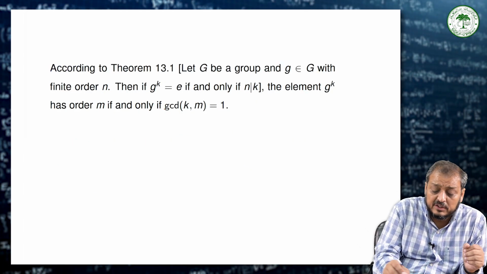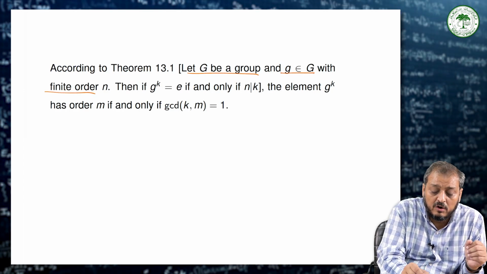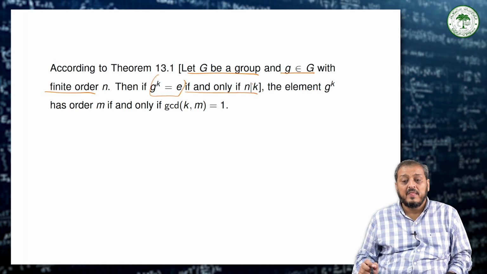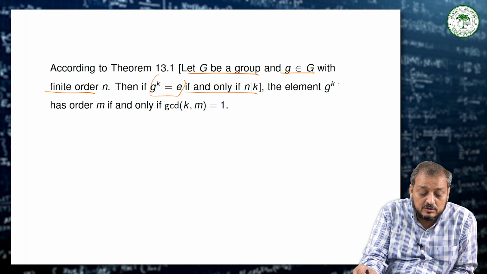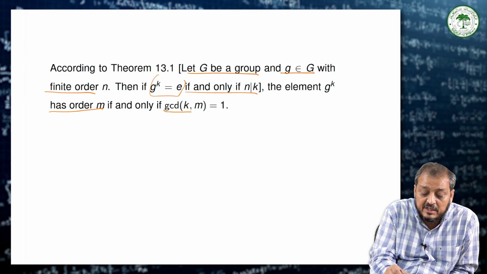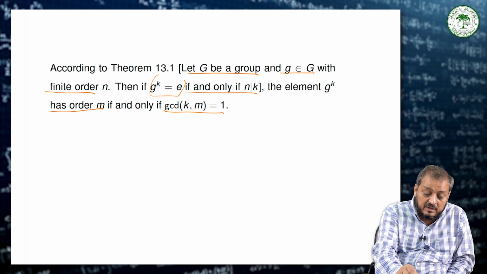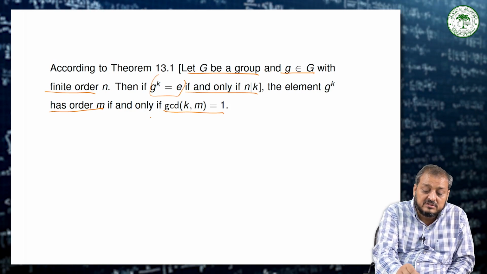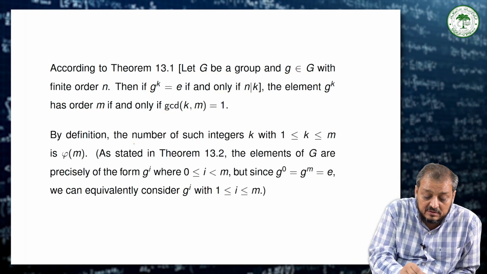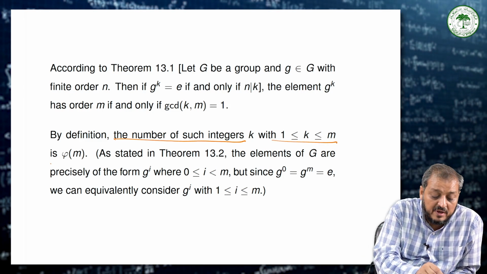According to the theorem, let g be an element of a group with finite order n. Then g to the power k equals the identity if and only if n divides k. So the element g to the power k has order m if and only if the GCD of k and m is equal to 1. By definition, the number of such integers k with k lying between 1 and m is phi(m).